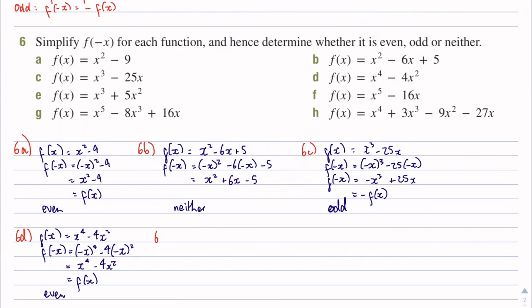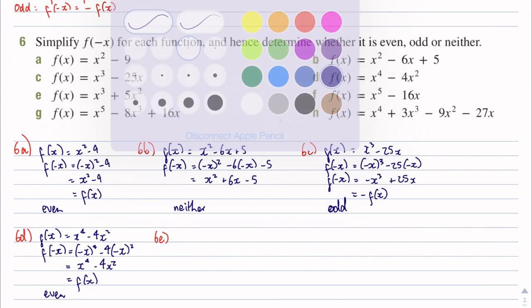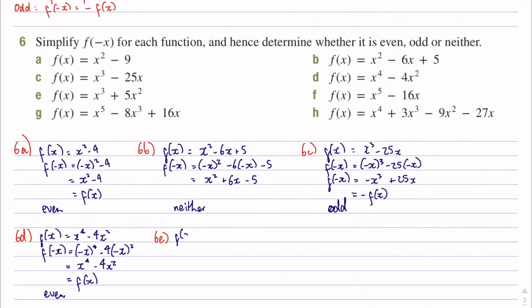6e. This time we've got f of x equals x cubed plus 5x squared. So f of minus x is negative x cubed plus 5x squared, negative x squared, sorry. But that doesn't matter, it was squared, so it's 5x squared. Now that's neither exactly what we started with, nor the negative of what we started with, so it's neither.